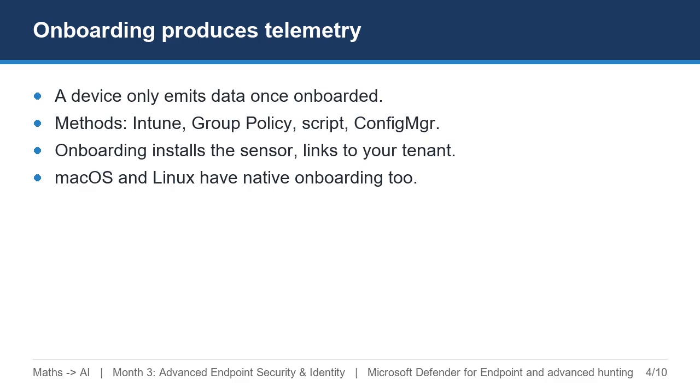Telemetry only exists once a device is onboarded. There are several ways to do it. Intune is the modern default for managed Windows, but you can also use group policy, a local onboarding script, or configuration manager. macOS and Linux have their own native onboarding paths. Whatever the method, onboarding installs the sensor and connects the device to your tenant. From that moment, its process, network, file, and logon events start flowing into the advanced hunting schema.